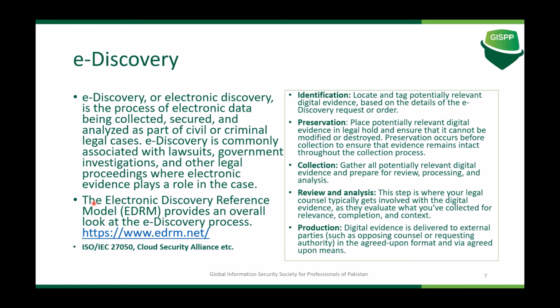From the electronic discovery reference model, you can see that there are 5 steps involved in e-discovery. Number 1 is identification, basically locating and tagging potentially relevant digital evidence based on the details of the e-discovery request or order. As I mentioned, I have worked in organizations where these requests came in, and we had to run e-discovery tools to find information from specific emails about a specific case.